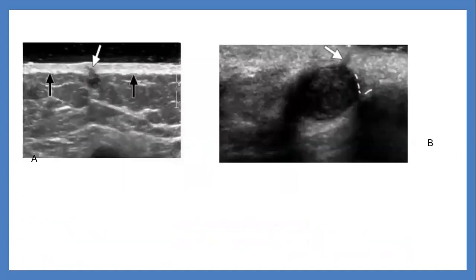Okay, and there is another sign seen on ultrasound supporting that this is a dermal cyst, which is the sinus tract. This tract indicates what? What does it indicate?